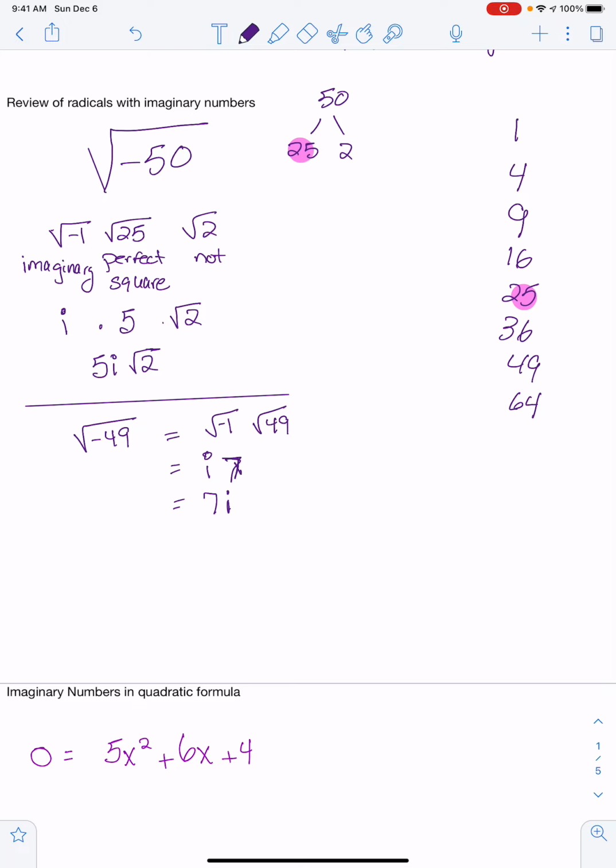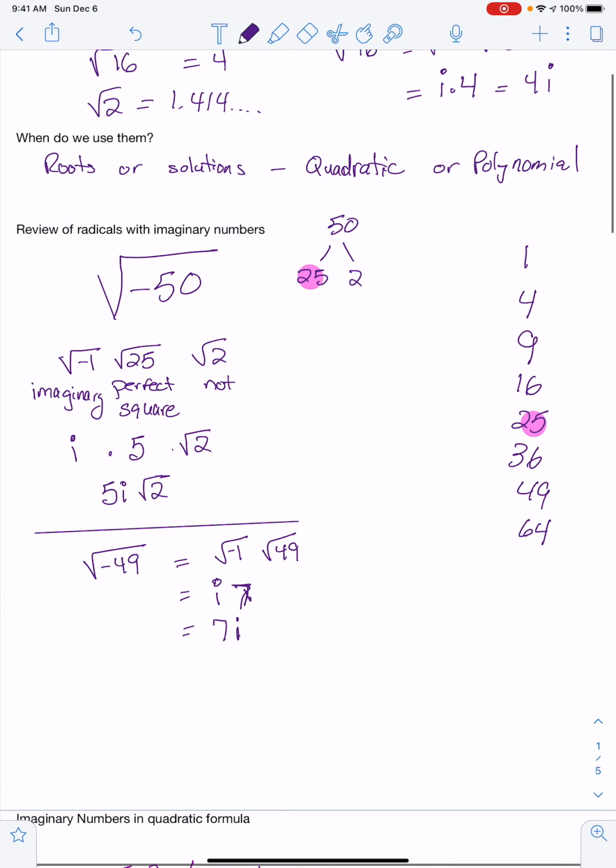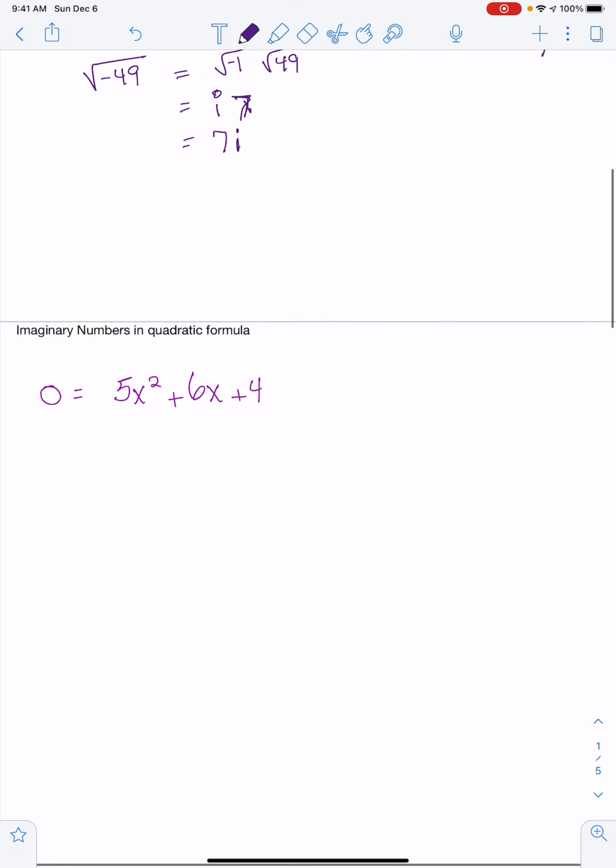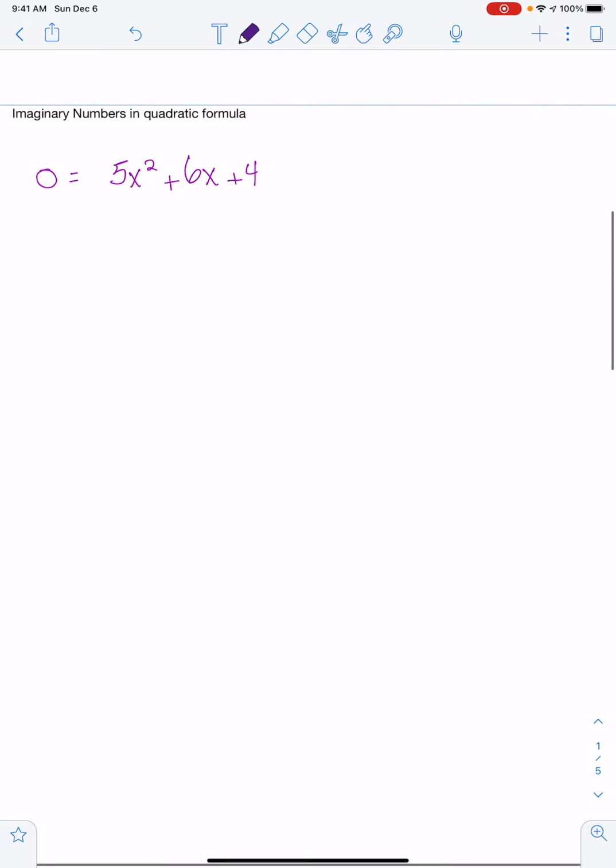So the next question becomes, when do we use them? Well, I said we use them to find solutions or roots to quadratic equations. Well, here's a quadratic equation. Remember, we have to have it set equal to 0, and it is. And so then we're going to use the quadratic formula. We're going to identify a, b, and c. A is 5, b is 6, and c is 4.